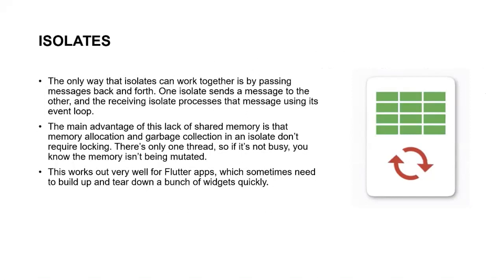One isolate can send a message to the other through a specific port, and it can also receive messages from the other isolate using its own. The one that received the message can process it using its own event loop, since each isolate has its own memory and also has its own event loop.